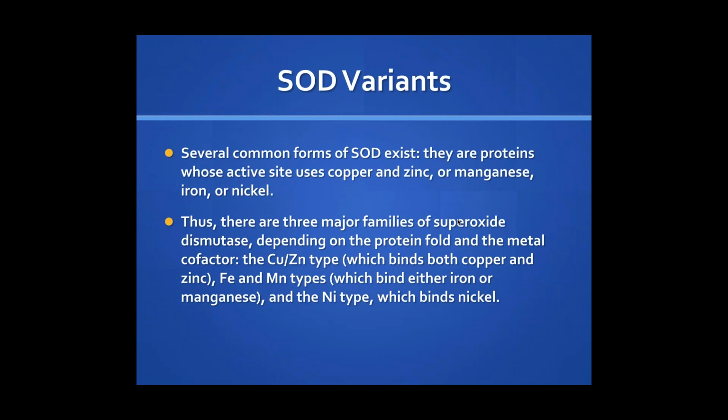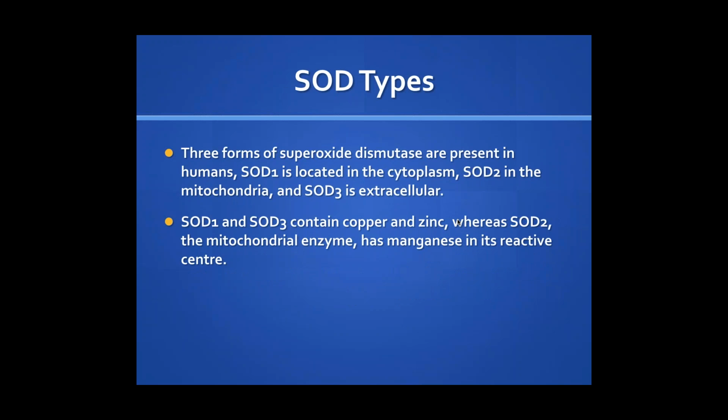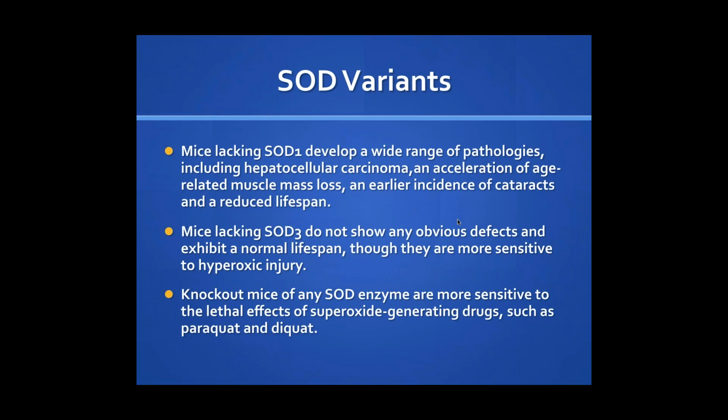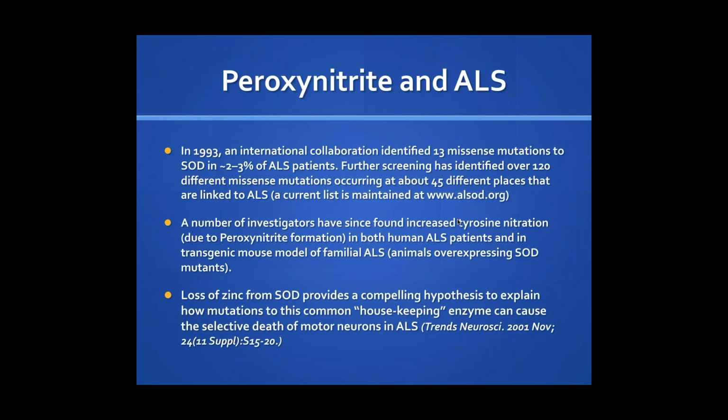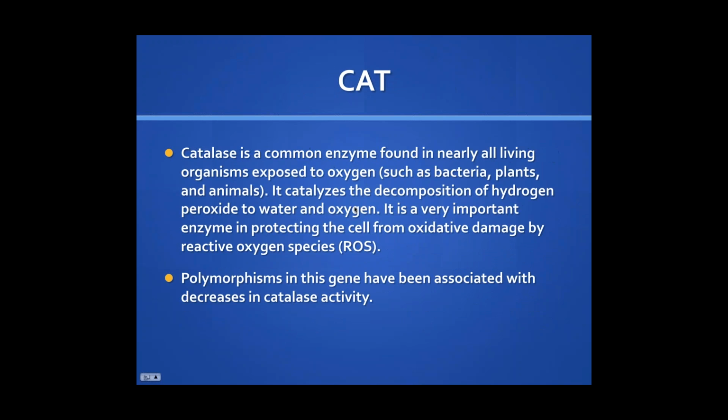So there are different variants that you can have and different types of SODs: 1, 2, and 3. I'll let you look at those when you go back to this webinar. You can take a closer look at those slides. Interestingly, they identified 13 mutations in the SOD gene in ALS patients, so that's another thing to look at if you have ALS patients. Multiple chemical sensitivity is associated with it too. And then there are genetic variants in the CAT gene, the catalase that breaks down hydrogen peroxide.